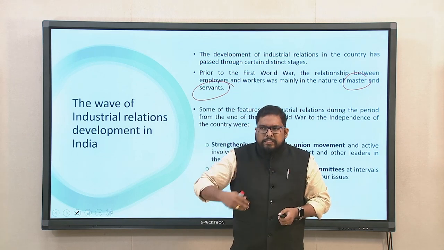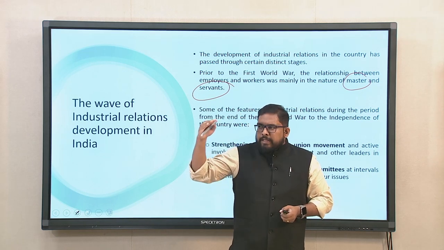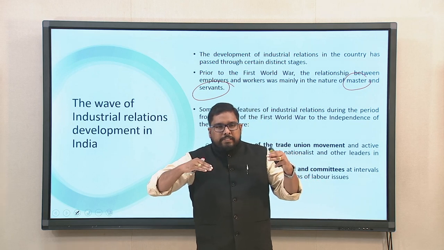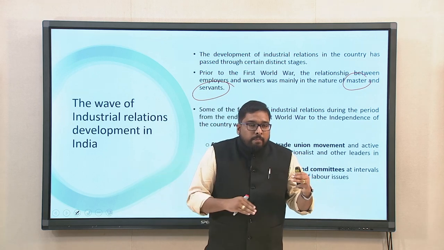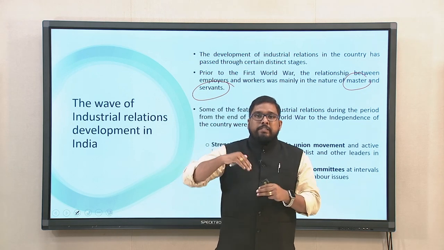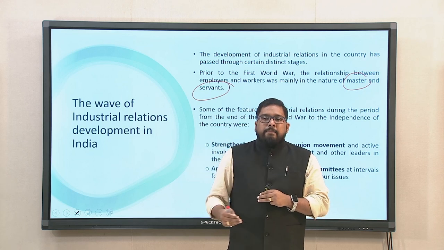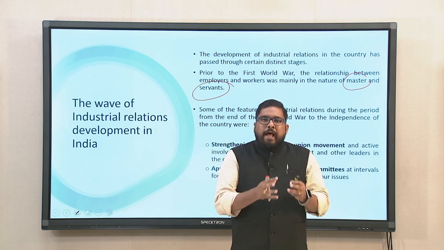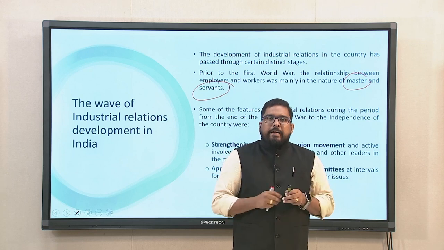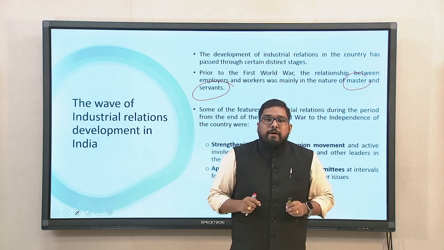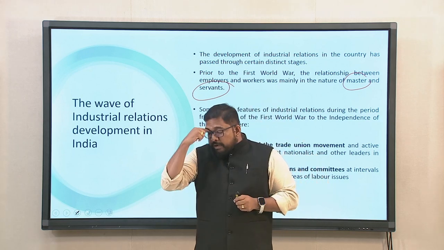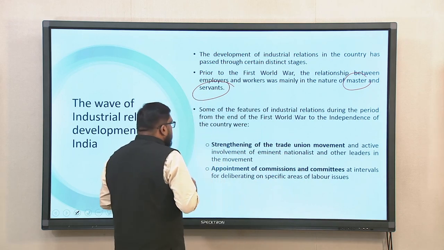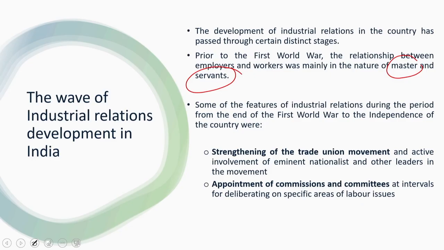But this was the initial point where the relationship was exploited totally. There were more cases of exploitation. Child labor was in great numbers. So all these aspects could be understood as the background of the entire wave of industrial relations in India.